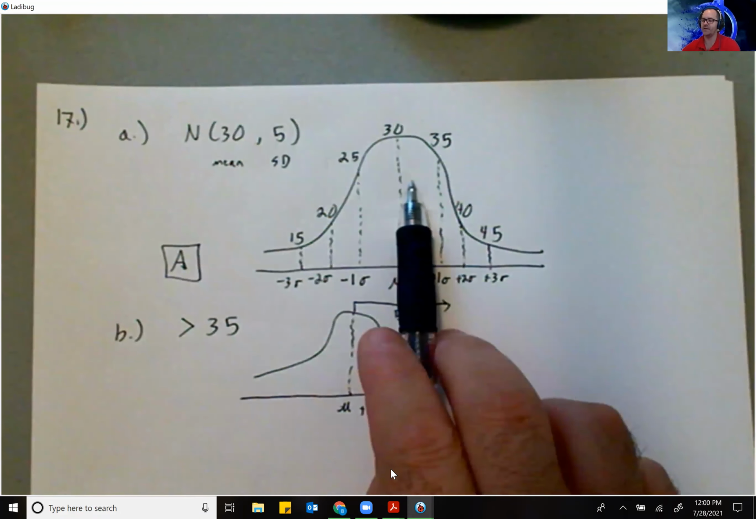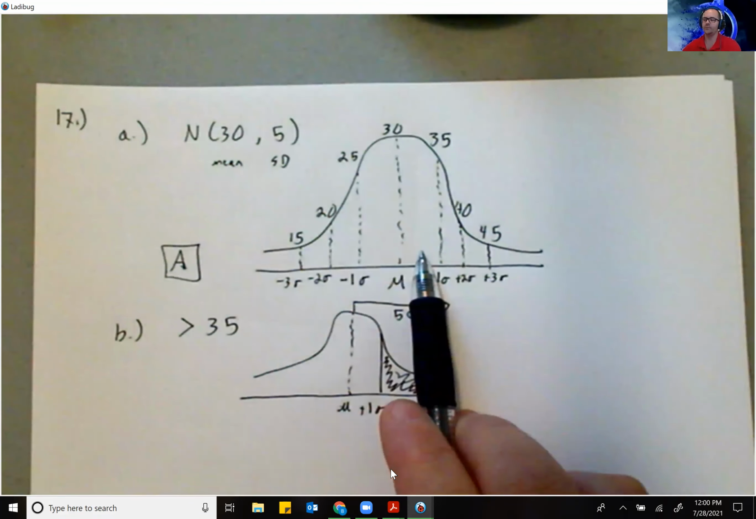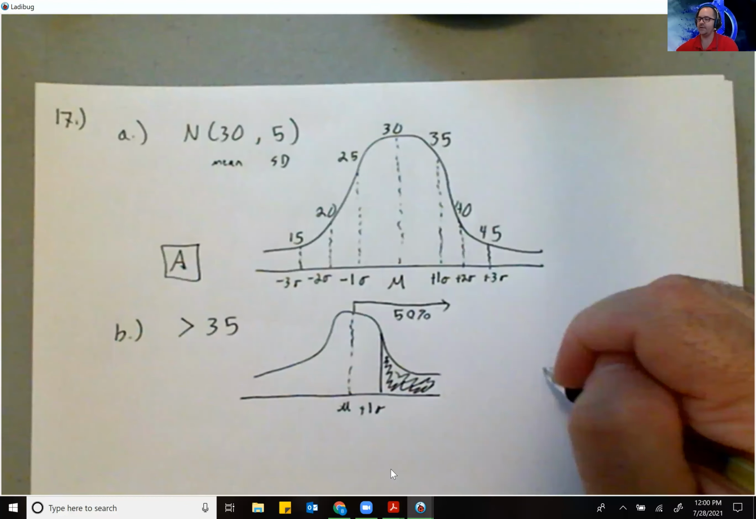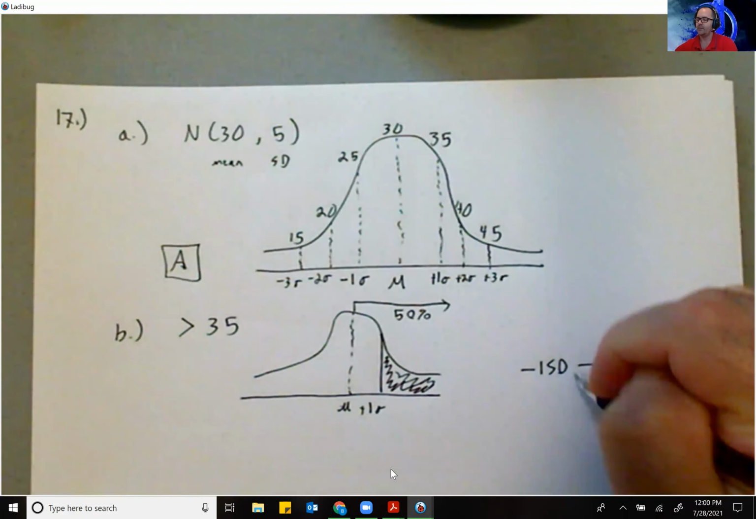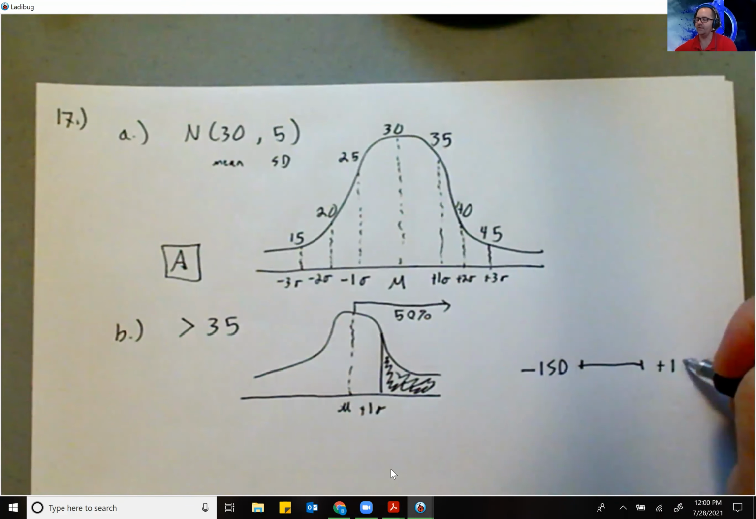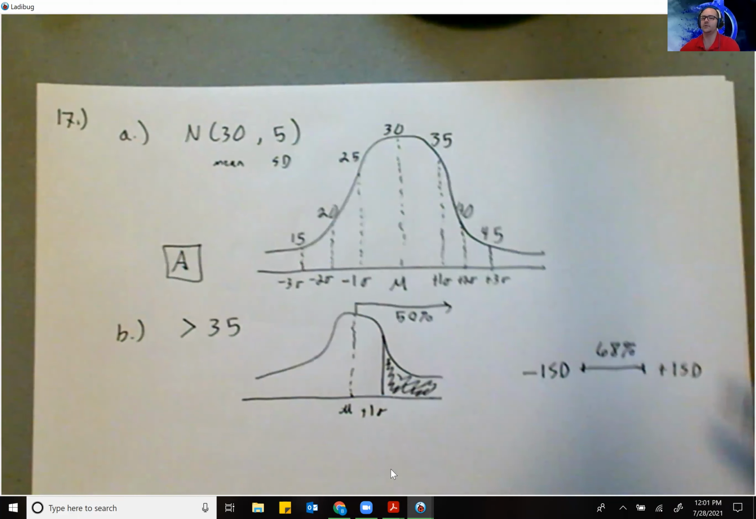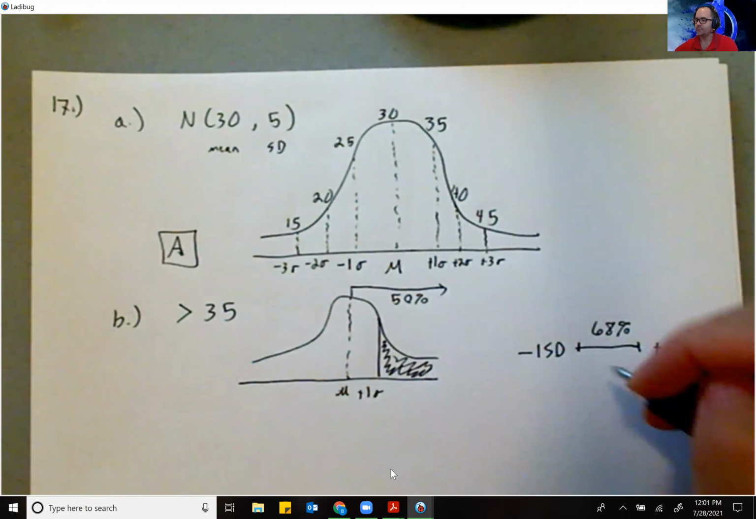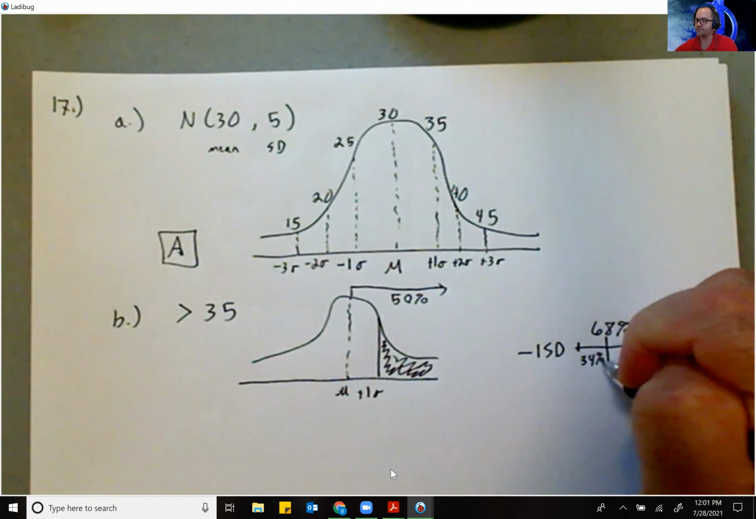How much is this entire bar right here? 34. How'd you get 34? Because 1 standard deviation is 68 and you divide it by the 2 segments, that's 34. That's right. Between 1 standard deviation, both on the positive and the negative, that represents 68% of your data. We only want half of that. So that's 34%.